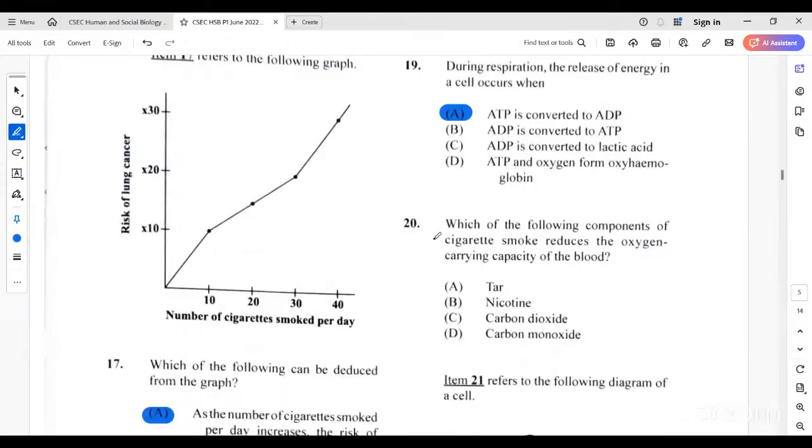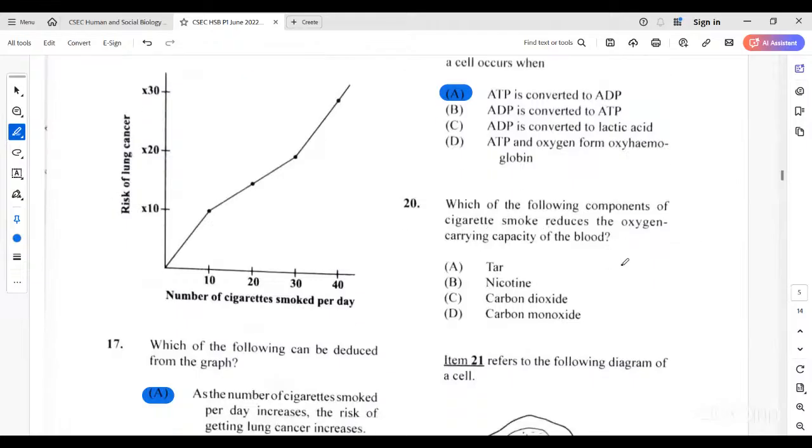Question 20. Which of the following components of cigarette smoke reduces the oxygen carrying capacity of the blood? You know that as carbon monoxide. Carbon monoxide binds to hemoglobin with a lot stronger affinity than carbon dioxide. And that's why you would have learned through the syllabus that there's such a thing as carbon monoxide poisoning. That's what happens if too much carbon monoxide binds to your hemoglobin.